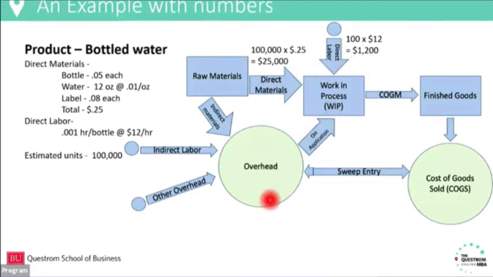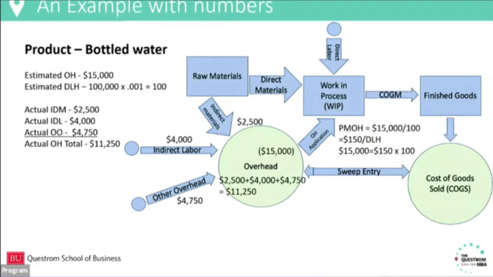The overhead one is the one that we have to do next, and that's the tricky one. So how do we come up with that predetermined overhead rate? The first thing we do is take the estimated overhead for the year. Let's say we budgeted $15,000. Then we take the amount of direct labor hours we estimated for the year, 100. We divide one by the other to get a rate. Our rate then is 15,000 divided by 100, which is $150 per direct labor hour.